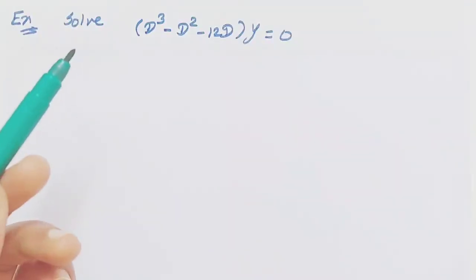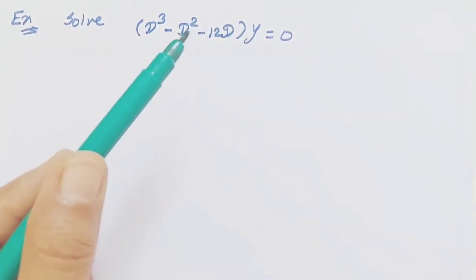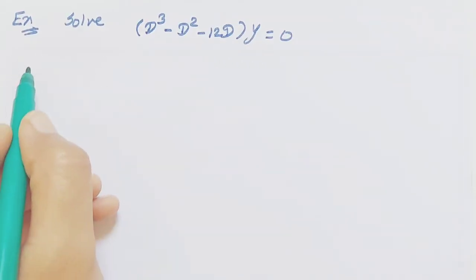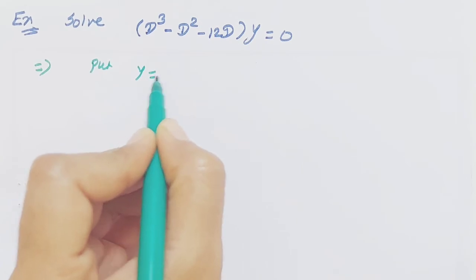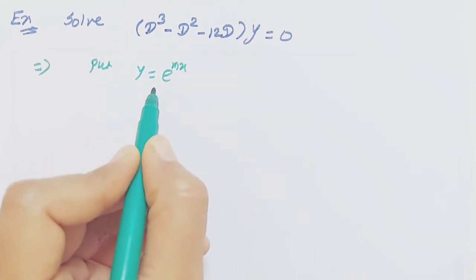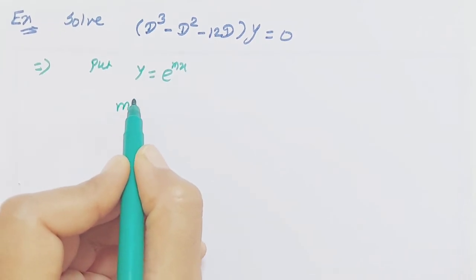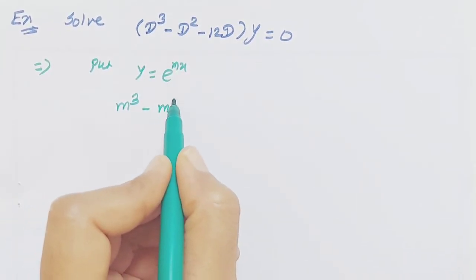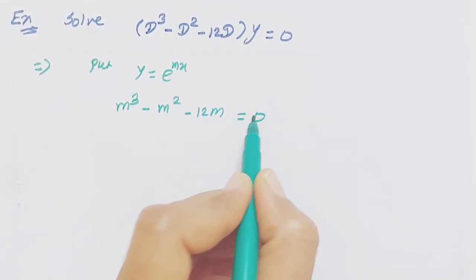First example is solve this homogeneous differential equation (D cube minus D square minus 12D) y equals to 0. To solve this differential equation we have to put y equals to e raised to power mx. And as soon as we put y equals to e raised to power mx, we get a cubic equation in the form of m, that m cube minus m square minus 12m equals to 0.